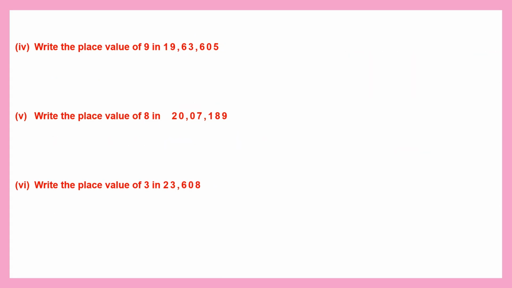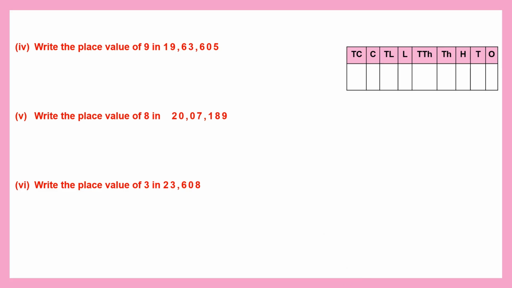Question 4 also, we have to write the place value of 9 in this number. So let's get our place value chart. Now here we have 605 in the ones period. Let's write 605. Then we have 63,000. So 63. Then we have 19 lakh, 19.